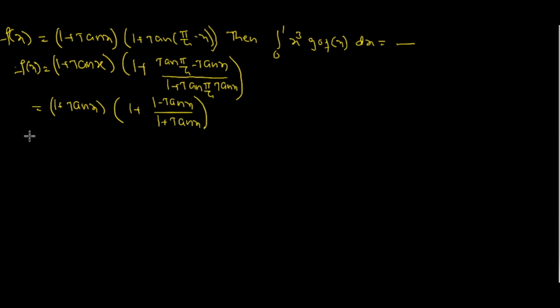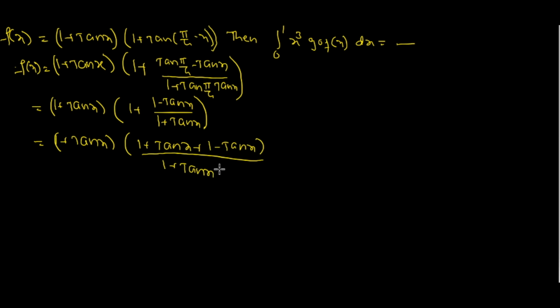So take LCM in this, that is equal to 1 plus tan x into 1 plus tan x plus 1 minus tan x by 1 plus tan x. Here 1 plus tan x and 1 plus tan x cancel. Minus tan x plus tan x cancels, that is 1 plus 1, which is equal to 2. So therefore f of x is equal to 2.